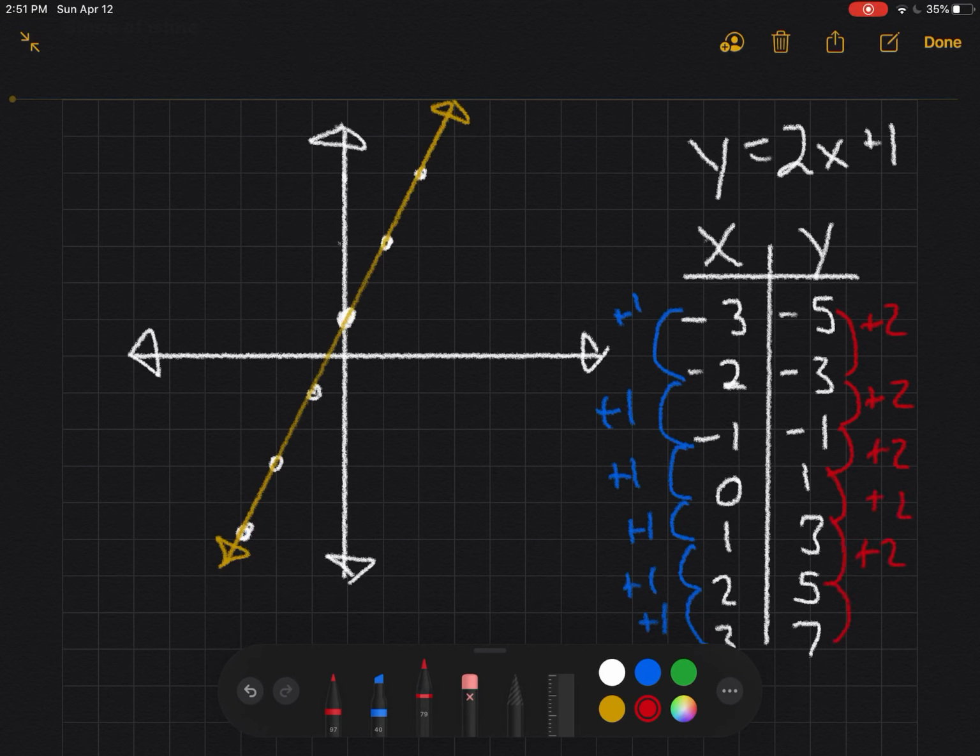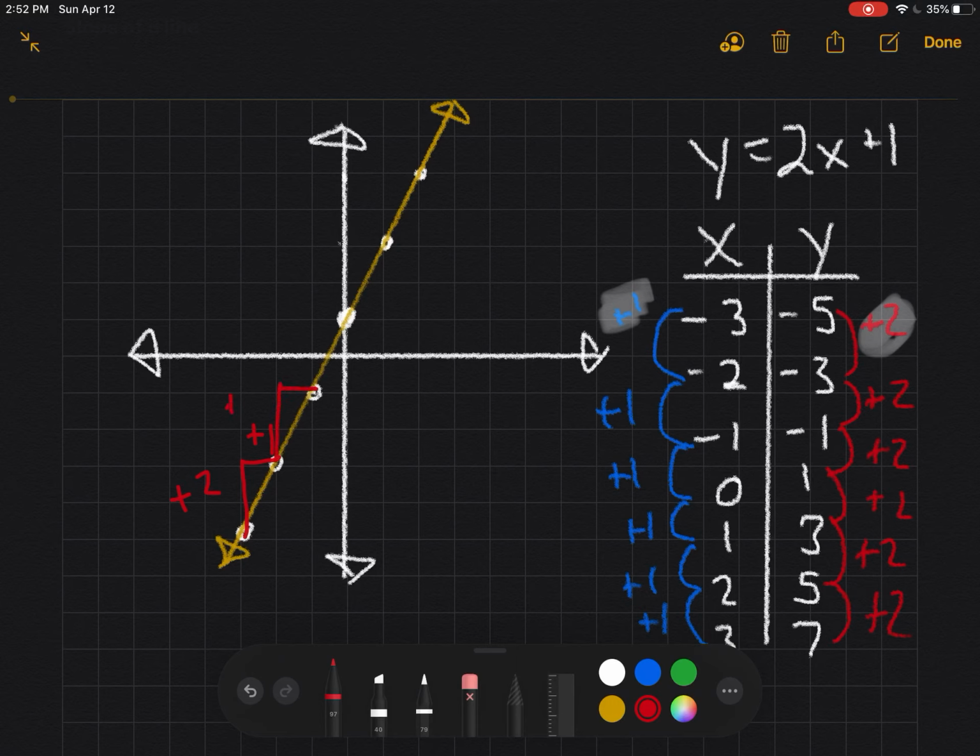So from -5 to -3, I'm adding 2. -3 to -1, I'm adding 2. Adding 2 each time. So as I went from left to right here, when I went up 2 in the y direction, I went up 2 from -5 to -3. Then I automatically added 1 in the x direction from -3 to -2.